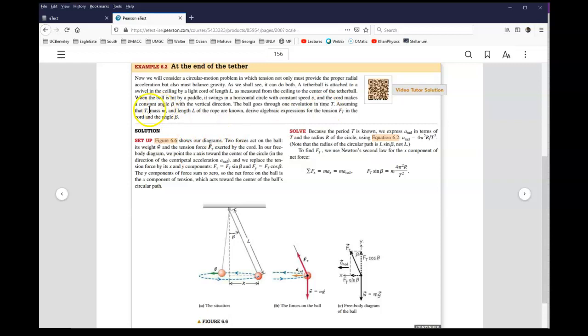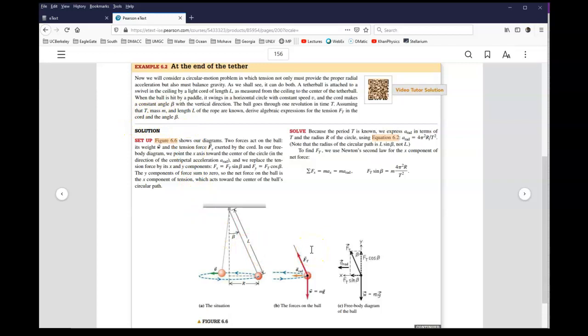And the cord makes an angle beta right there with the vertical direction. The ball goes through one revolution in time tau. We'll just call it tau for now, right? Not t. So he gives you the period tau. Assuming that tau and mass m and the length L of the rope are known, so let's say that these are numbers, derive an algebraic expression for the tension F sub t in the cord and the angle beta.